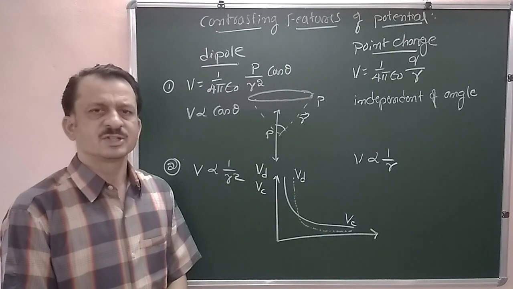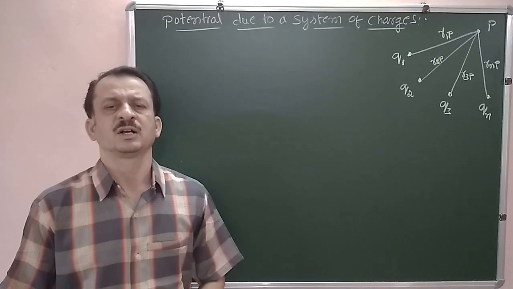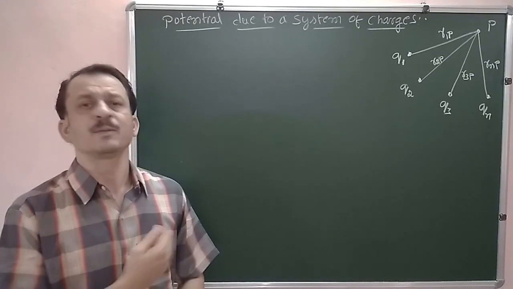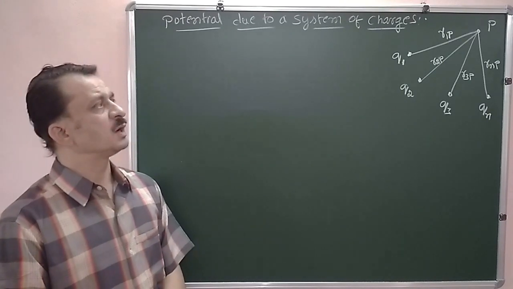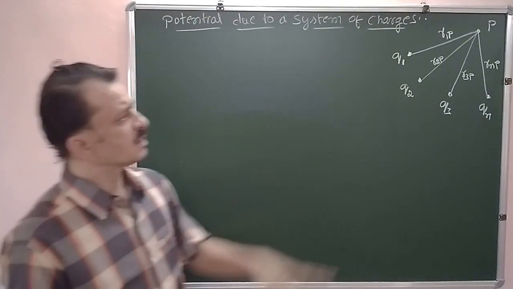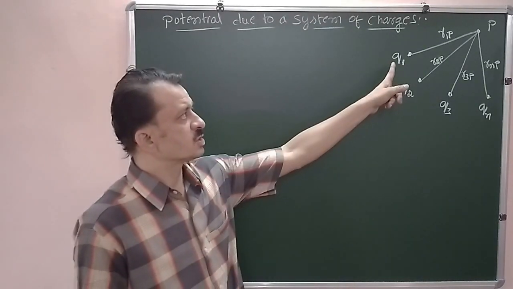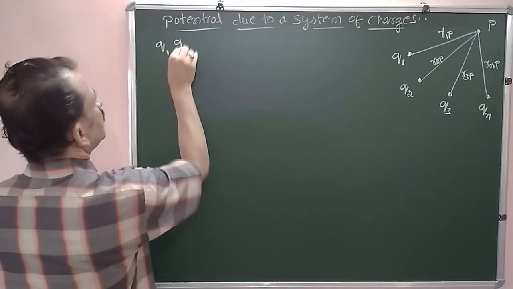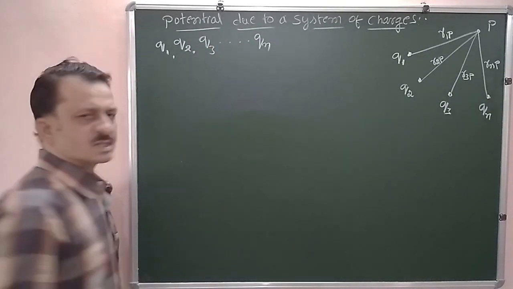So far we have studied potential due to a single charge and a system of two equal and opposite charges, that is, a dipole. Now we are going to study potential due to a system of n number of charges. Consider a system containing n charges: q1, q2, q3, etc., up to qn.